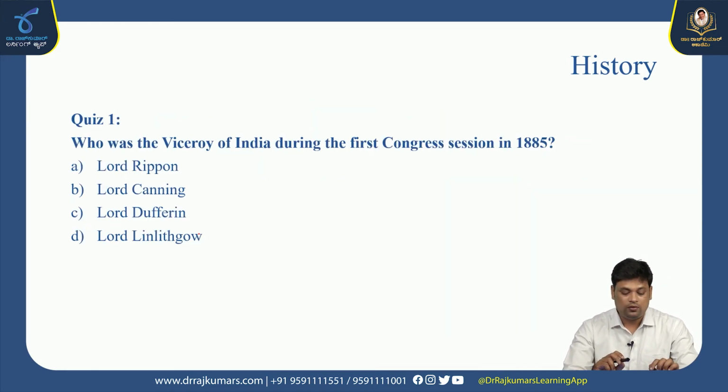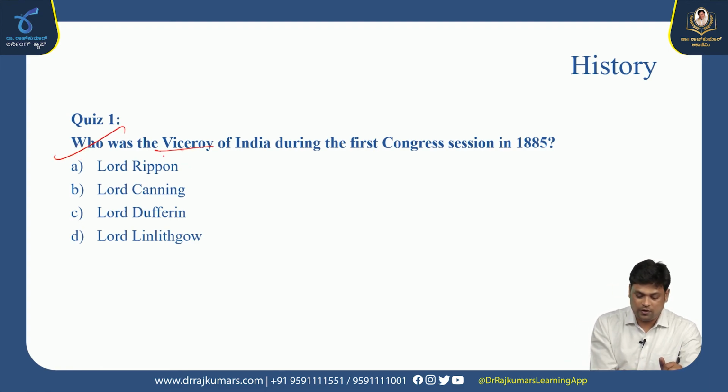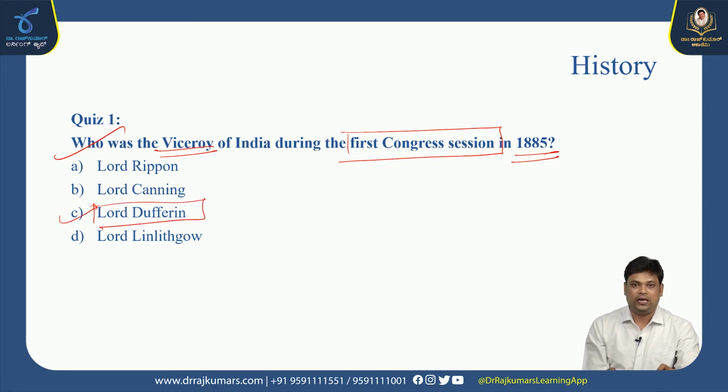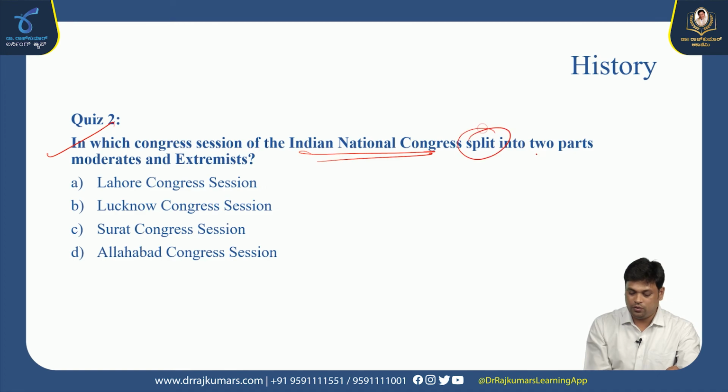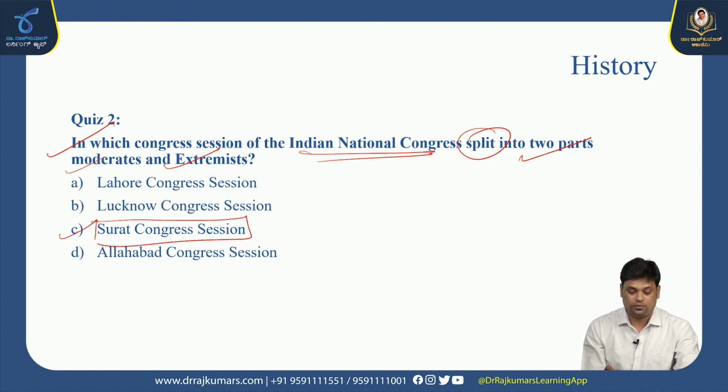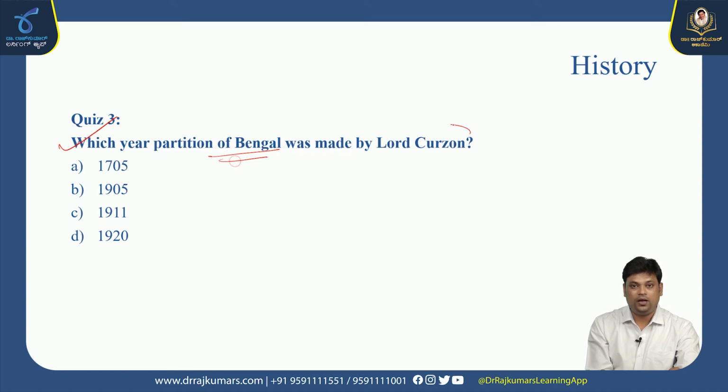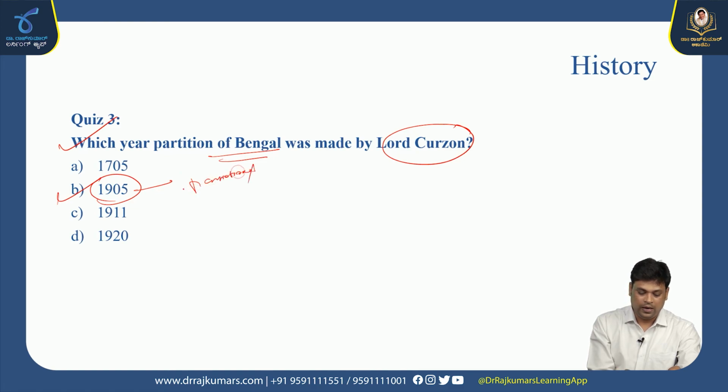So, based on the theory, we'll discuss a few questions. Who was the Viceroy of India during the first Congress session in the year of 1885? Lord Dufferin is the Viceroy of India during the first Indian National Congress session, 1885. In which Congress session did the Indian National Congress split into two parts, moderates and extremists? Surat split, Surat Congress session. In which year was the partition of Bengal made by Lord Curzon? 1905. 1911 is the annulment of Bengal. Annulment of Bengal means the divided Bengal united again.